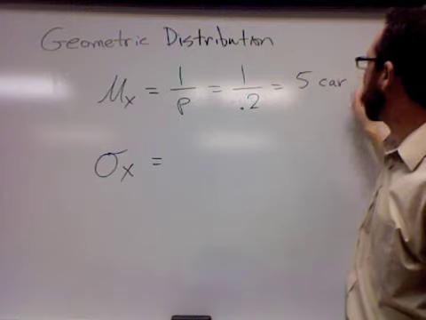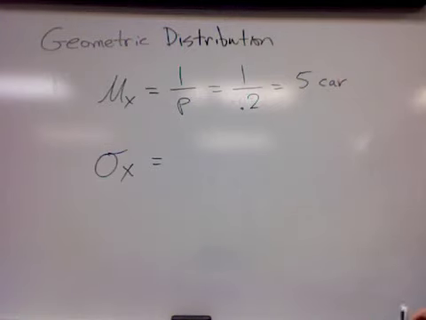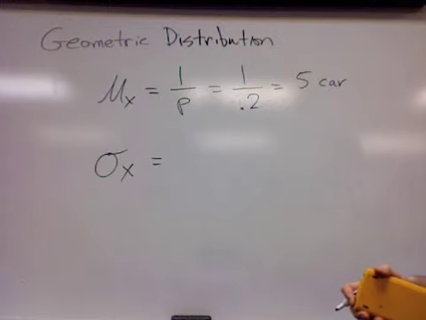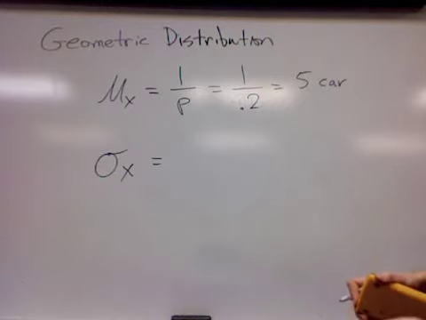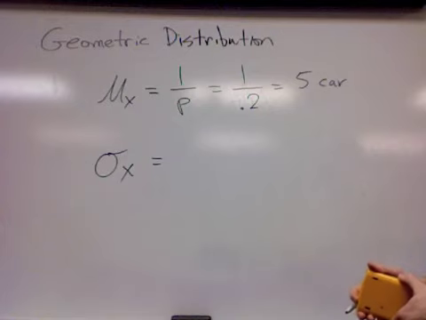So you would expect there to be an average of 5 cars that go by before you actually see your first car that's speeding, on average. That makes sense because 20% of the cars are speeding, which means 1 out of every 5. And by the 5th car, you would expect that you would have your first success by then.